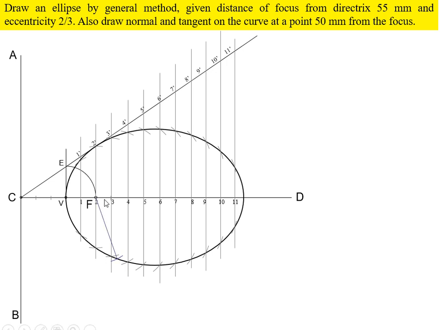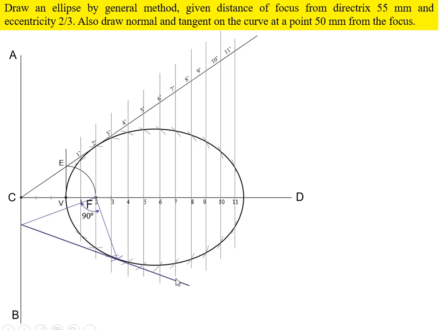From this point on F, draw one more line at 90 degrees up to the directrix. This line is at 90 degrees up to the directrix. This last point and the starting point joined by a line is called the tangent.